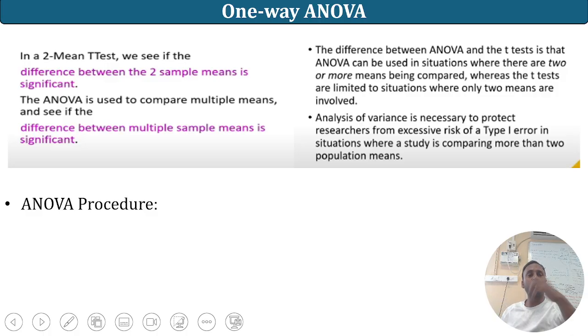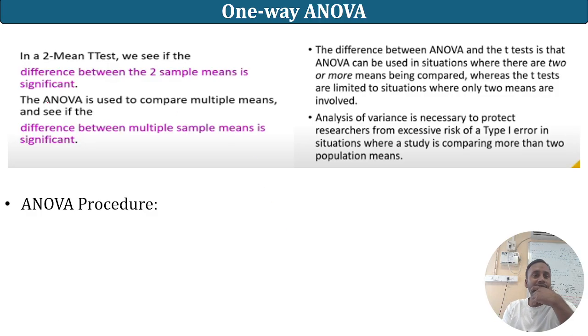Okay. So in a two-mean t-test we compare two means, and with ANOVA we compare multiple means. We see whether the difference between the multiple sample means is significant. The difference between ANOVA and t-test is when two or more groups are being compared. If we have two groups, we can go with the t-test, either paired or independent. But once it becomes more than two variables or groups, that is a limitation of the t-test. In that case, we have to go for ANOVA.